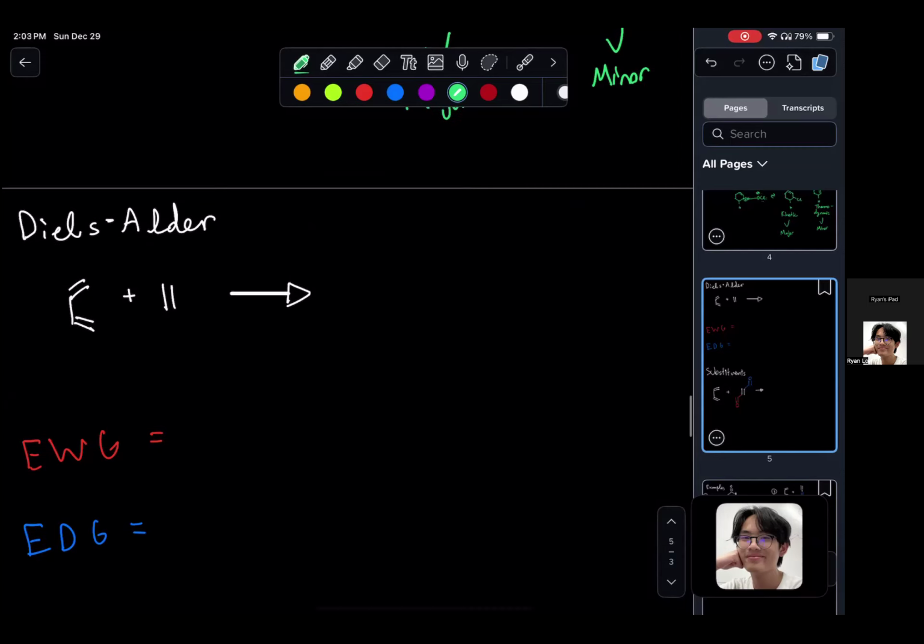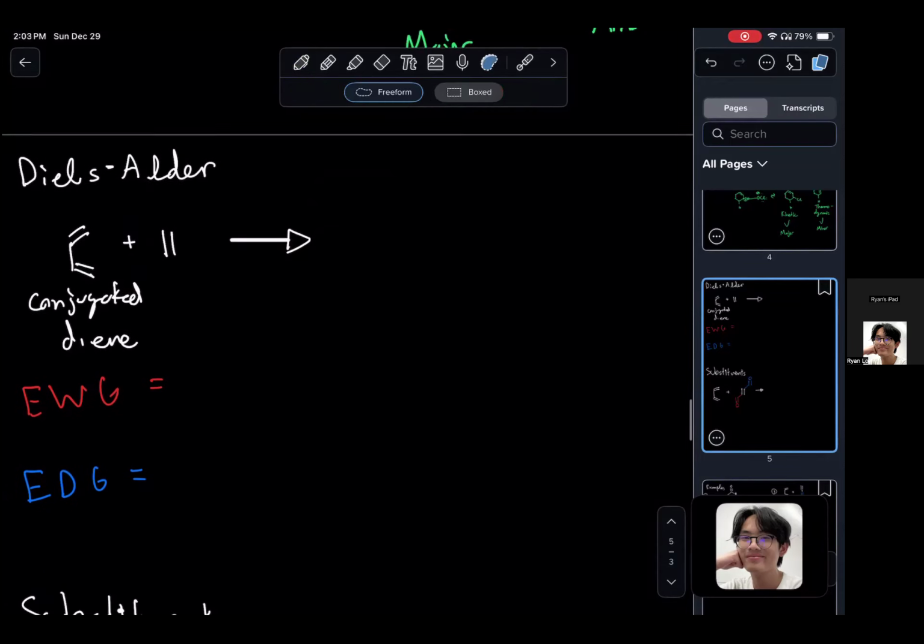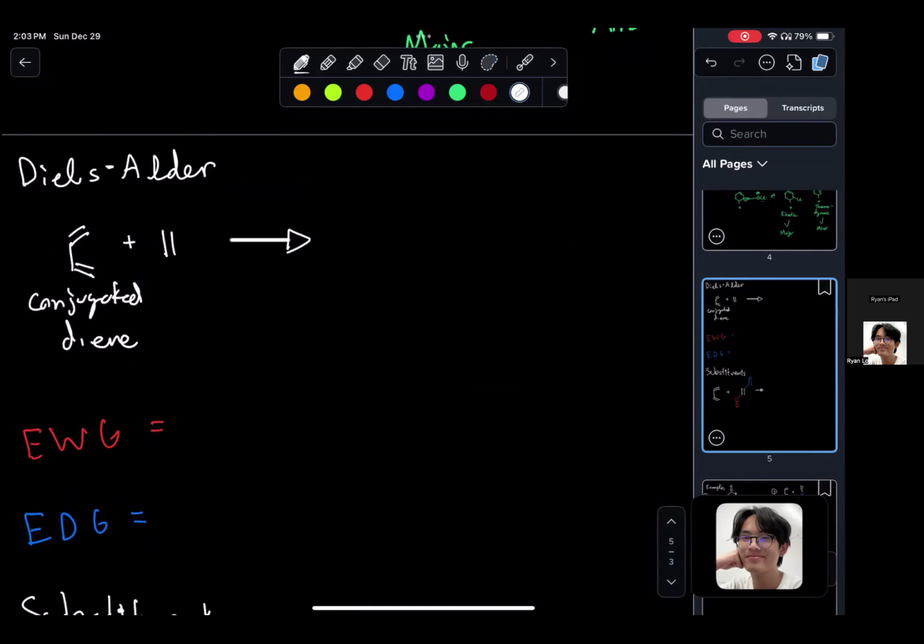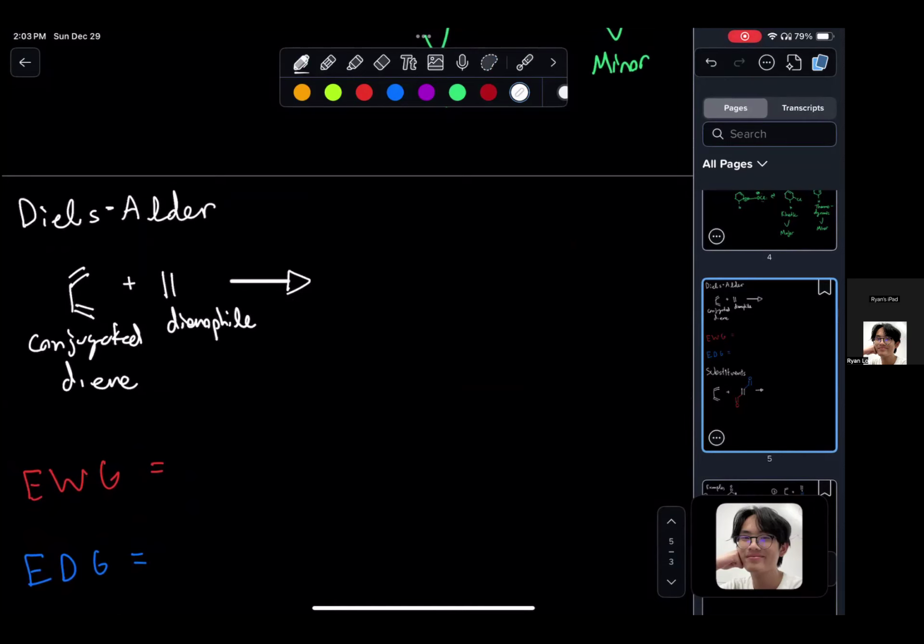So Diels-Alder, there are two parts to a Diels-Alder reaction. You have a conjugated diene. I'm going to move this down here as well. Conjugated diene. And you have a dienophile. Now, generally, you want your conjugated diene to be electron rich, and you want your dienophile, relative to the conjugated diene, to be electron poor.